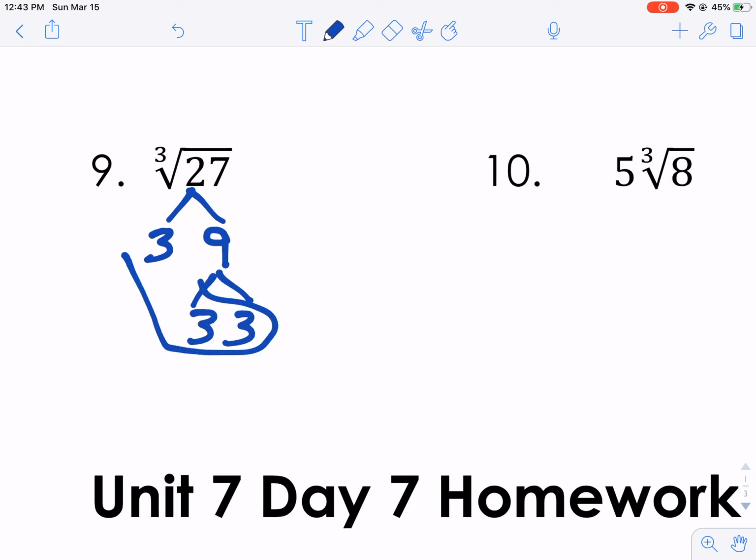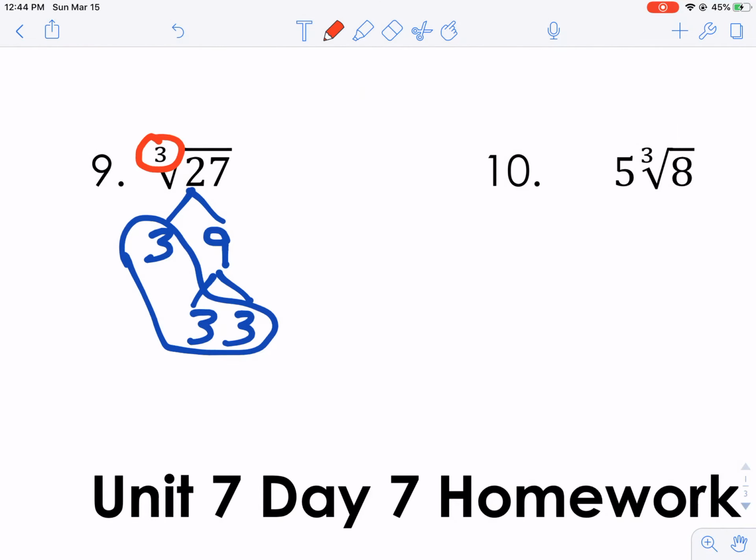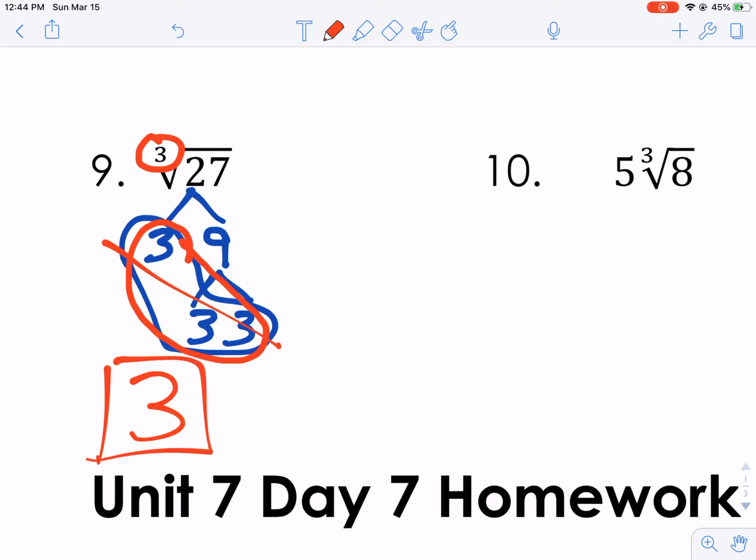Make my hockey stick. Now, because it's a cube root, instead of groups of 2, I now want groups of 3. So I circle all 3 of these 3's, and for every group of 3, 1 comes out. So I get a 3 out here. And I'm looking for anything that I didn't cross off in my hockey stick, and everything disappeared, so 3 is my final answer. No radical.